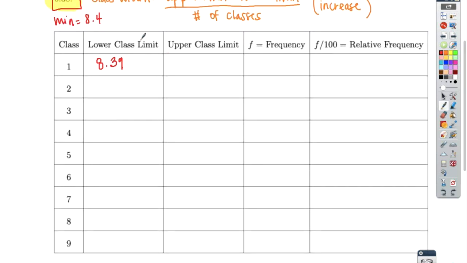Now, the class width of 0.38 comes in here. Remember, the 0.38 is not the distance to get to the upper class limit, so don't fall into that trap. It's actually the distance between the two lower class limits. So I'm going to go plus 0.38, and then here plus 0.38, and so on. So pause the video now and fill out that first column.